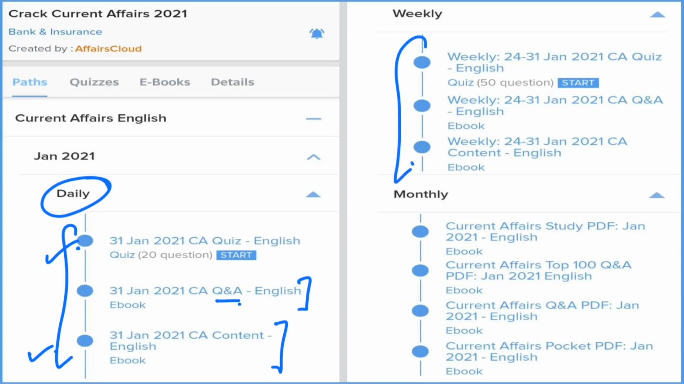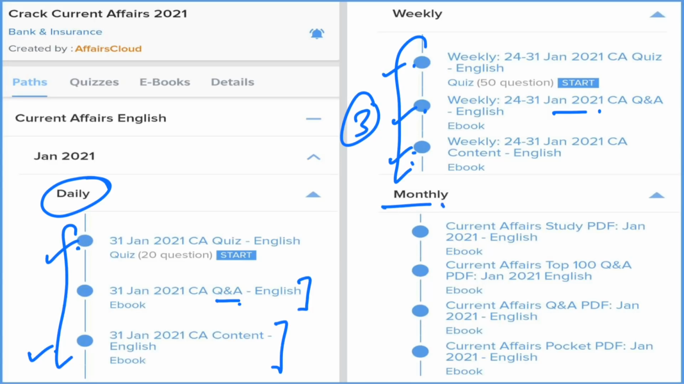Next is the weekly section, and it is the same as the daily section. Three sections we are providing: detailed current affairs of a particular week, question and answer format of the current affairs of a particular week. Next is the test section so that you can evaluate your performance, that is, how much current affairs you can retain for the weekly current affairs.